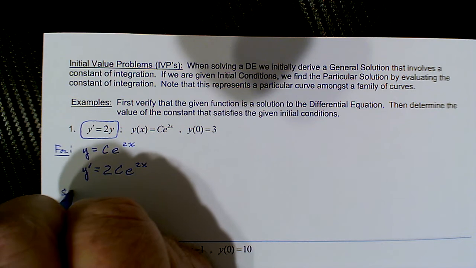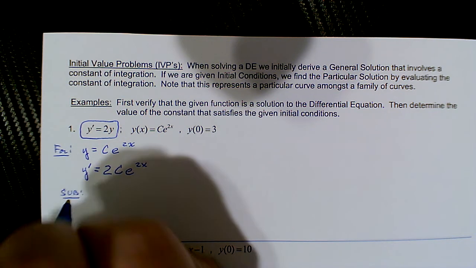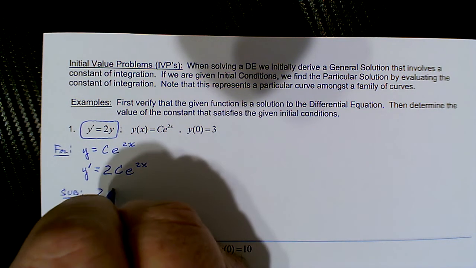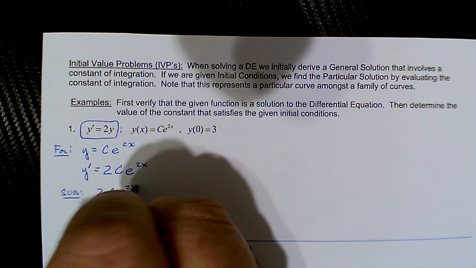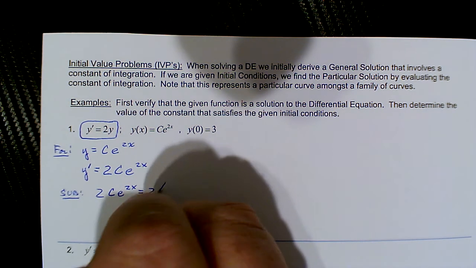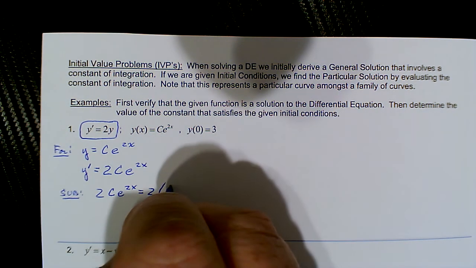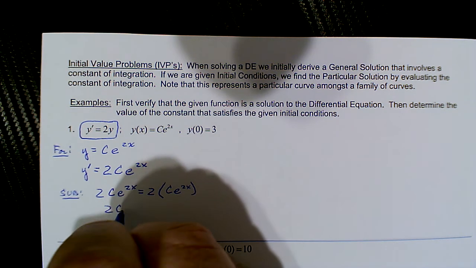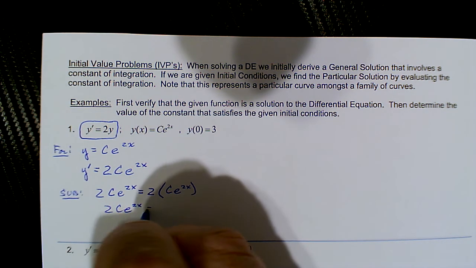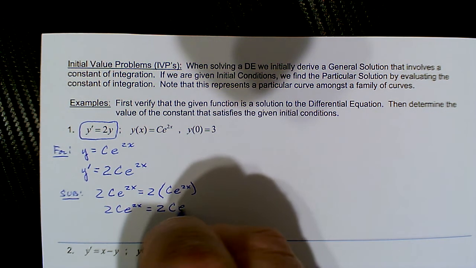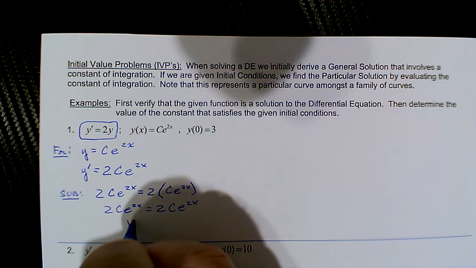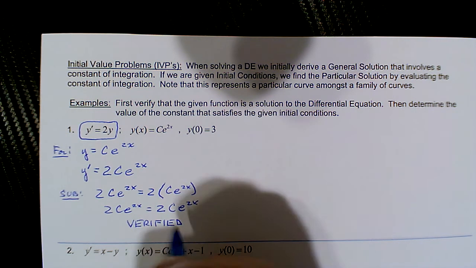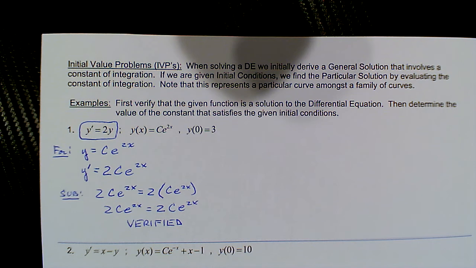And then we can make our substitution. And we have y prime, which is 2c e to the 2x, equaling 2 times y, which is c e to the 2x. And yes, 2c e to the 2x does equal 2c e to the 2x. So therefore, that equation is verified.